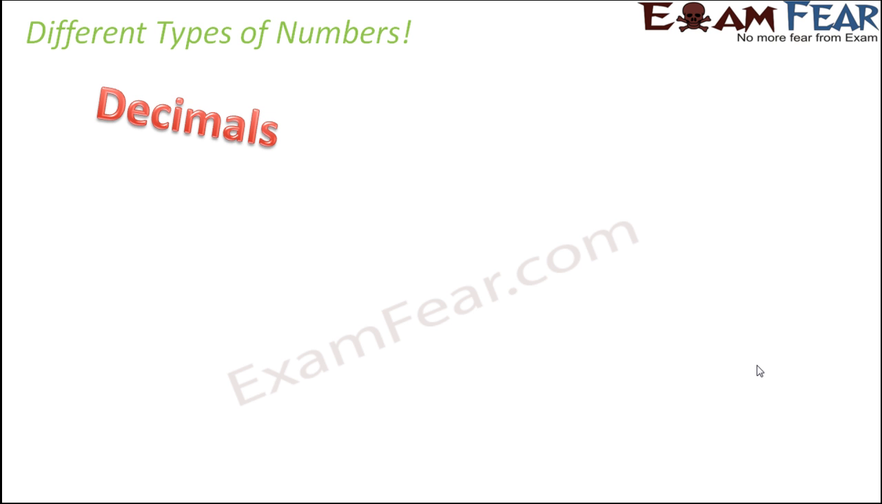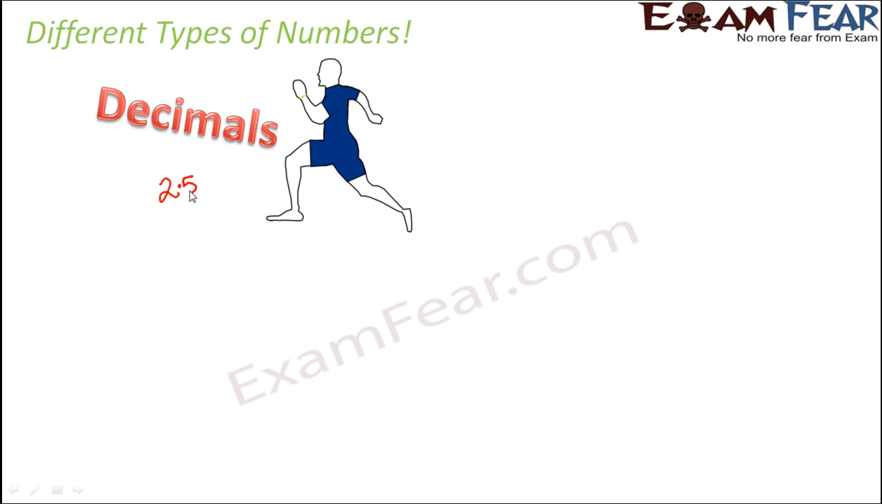For example, we talk about decimals. Now, what is a decimal number? A number which has a decimal separator that separates the integer part from the fractional part. Now, let's think of a decimal number in this way. Sometimes when you go for a jogging or a morning walk, you come back home and you say that today I jogged for 2.5 kilometers.